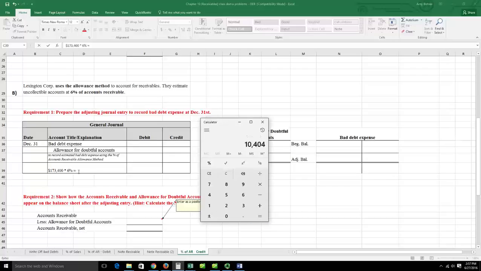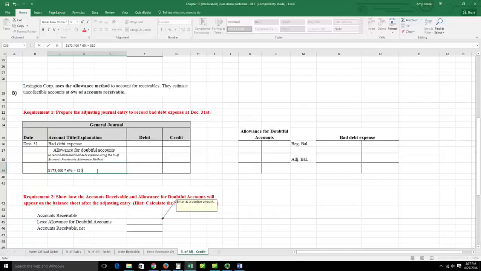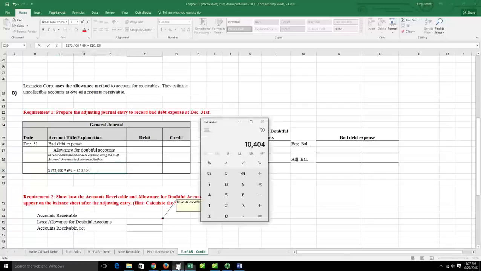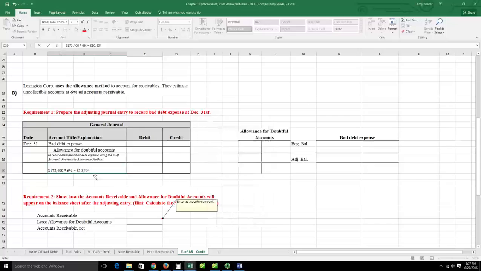That gives me $10,400. I'm sorry, 404, right? Let me put my calculator back up. 10,404. But with the percent of accounts receivable method, this is not my journal entry amount. This is what I want my allowance balance to be after this adjustment is posted. And so now I need one more number with the percent of accounts receivable balance. I need to know what my allowance for doubtful accounts balance is right now before this adjustment is made.